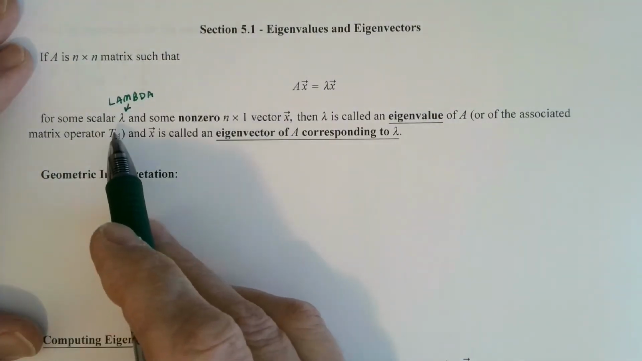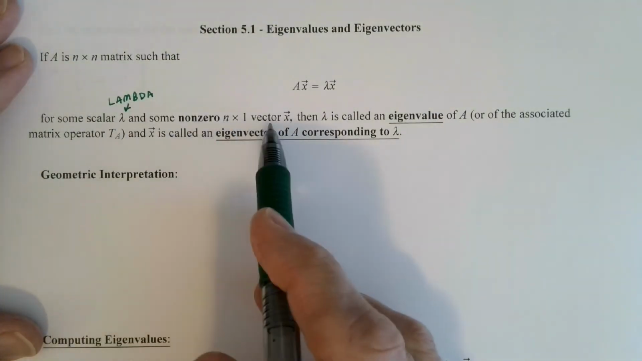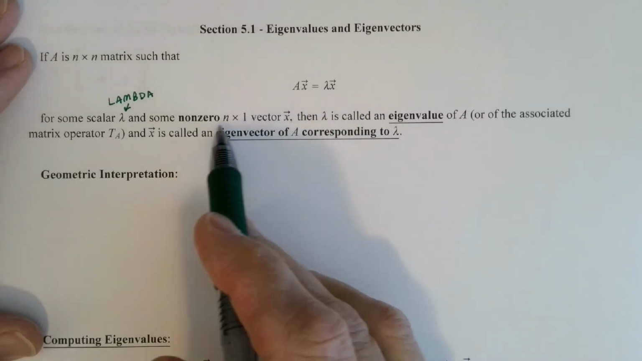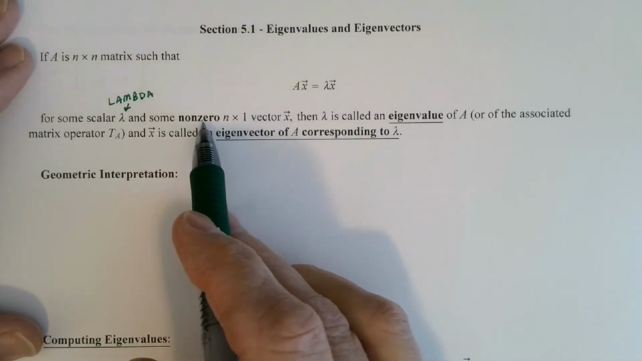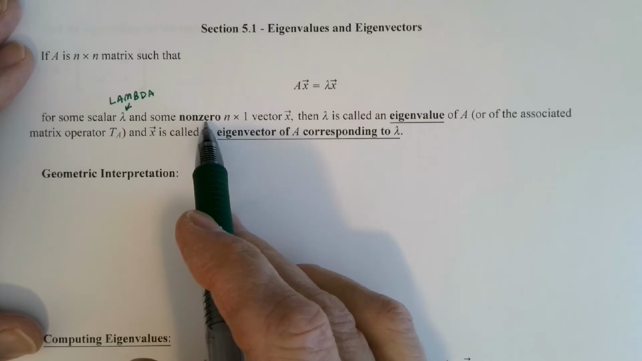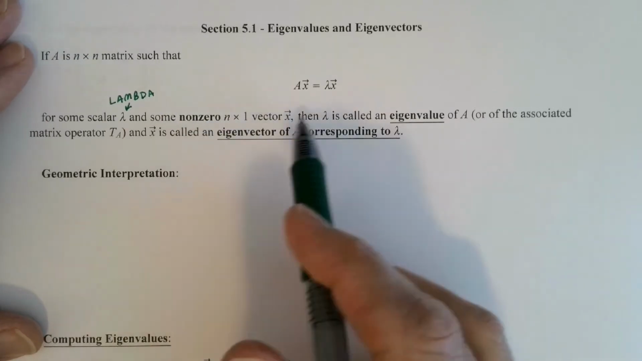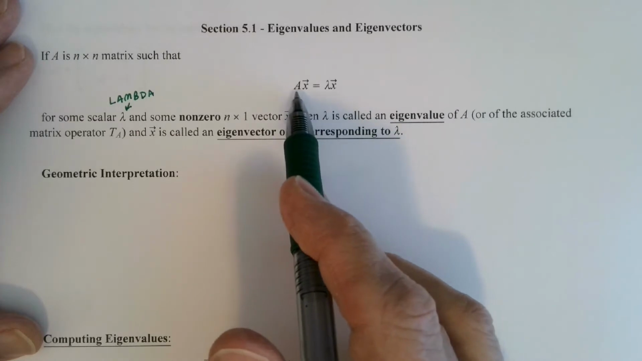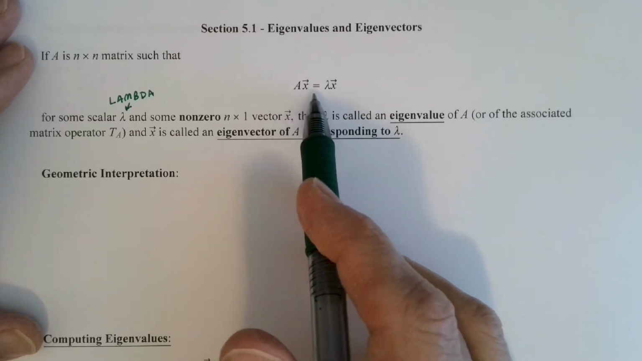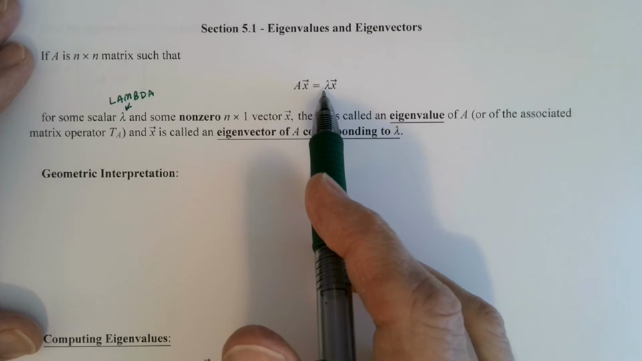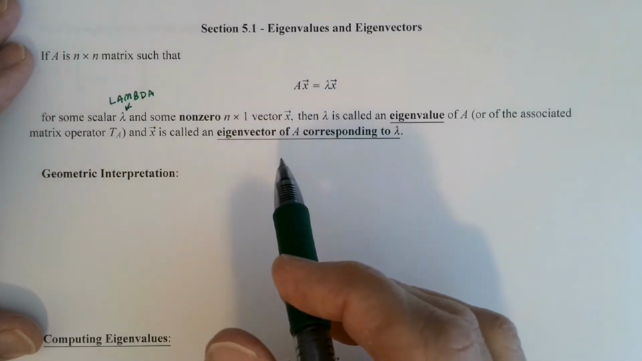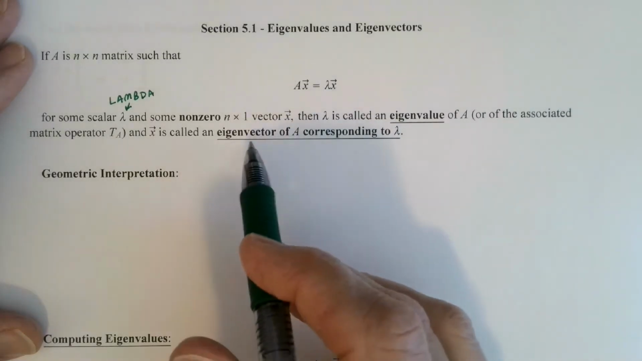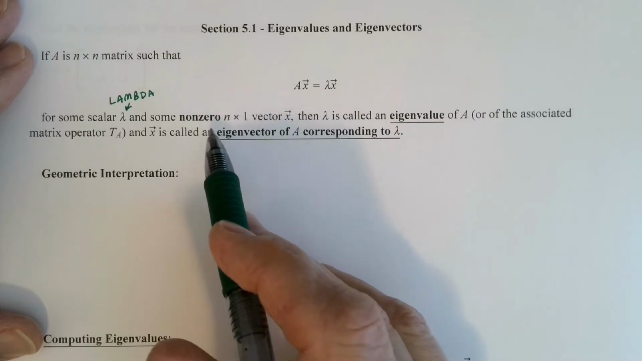So for some scalar lambda, this vector x, which is n by 1, has to be non-zero. Well, let me rephrase that. We want it to be non-zero. Certainly if x were the zero vector, this equation would be true no matter what the matrix A was, or the value of lambda. So that's not a very interesting case. But it gets interesting when x is non-zero, and that's why we require that.